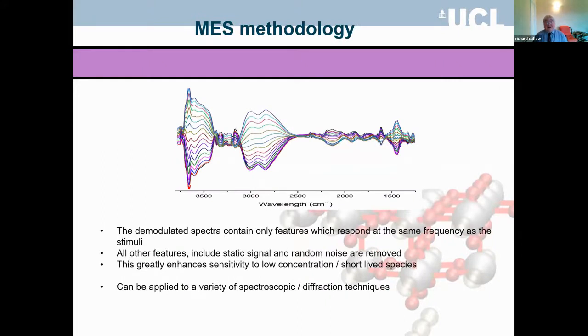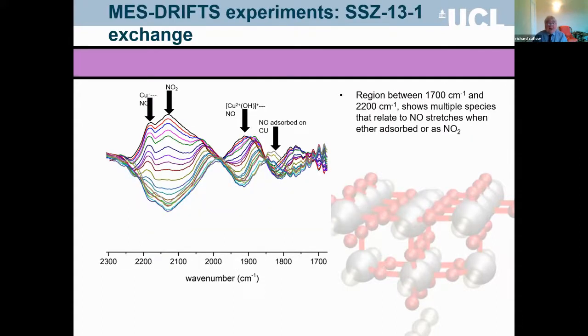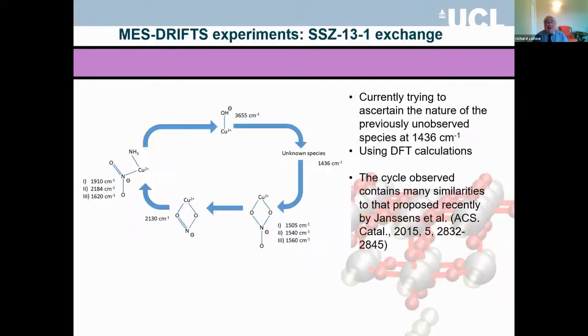Now there's a lot of data here, I'll just show some of it. This is the full demodulated spectrum, and it's now only containing features which respond at the same frequency as the stimuli. And then you look at various regions in the spectrum, you can pick out this copper CO2 plus OH species, which we think plays a key role in the catalysis. You can see acid sites, you can see adsorbed ammonia, then in other regions of the spectrum, you can see NO2, you can see NO, and then you can start to try and piece together a catalytic cycle.